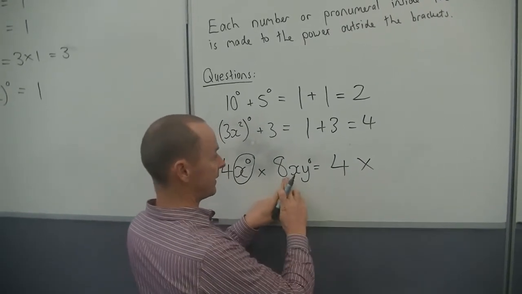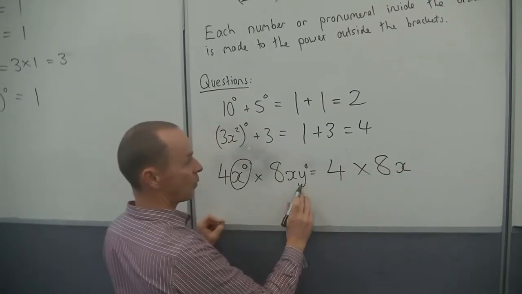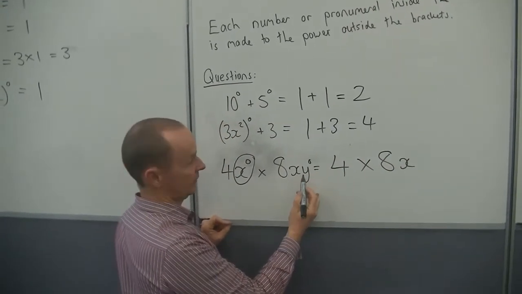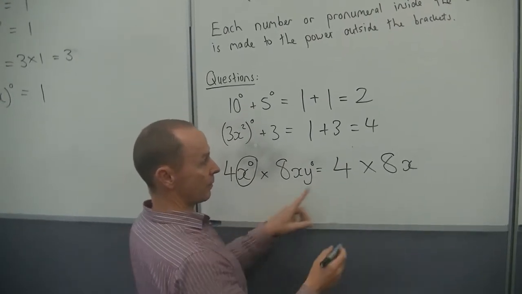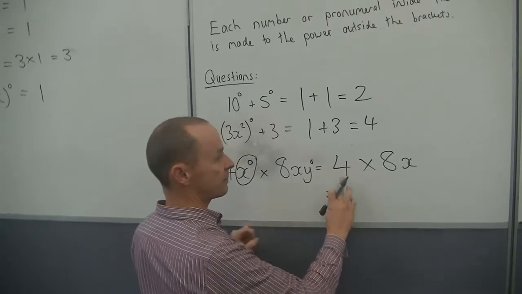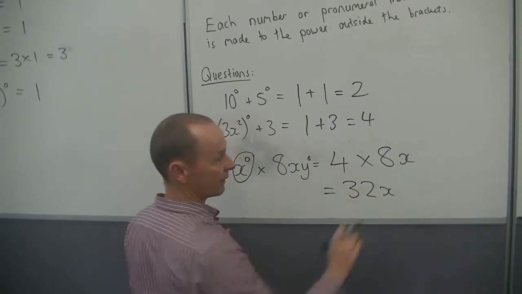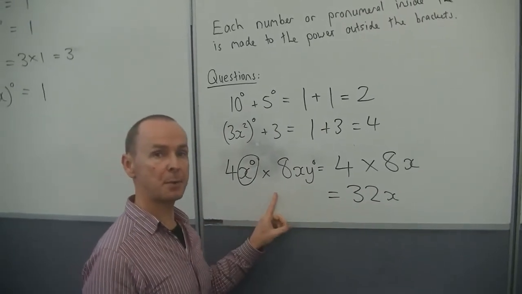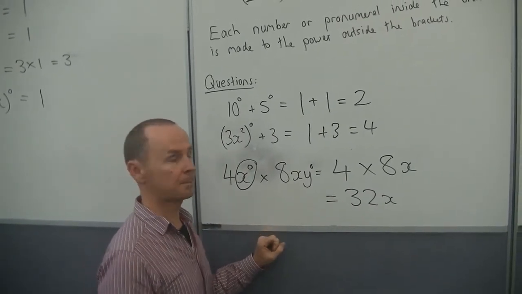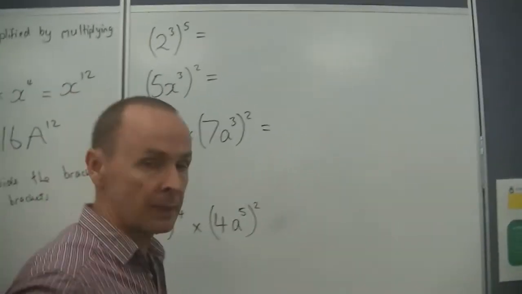The a, nothing's happening to the a, nothing's happening to the x, and the y to the power of 0 is equal to 1. So that's just 8x times 1, which is 8x. So that's our answer so far. We can simplify it. 4 8s are 32, and we've got an x there. 32x is our answer. So do it step by step, and you won't make a mistake. Excellent. Let's move up here, and we'll do some more questions.